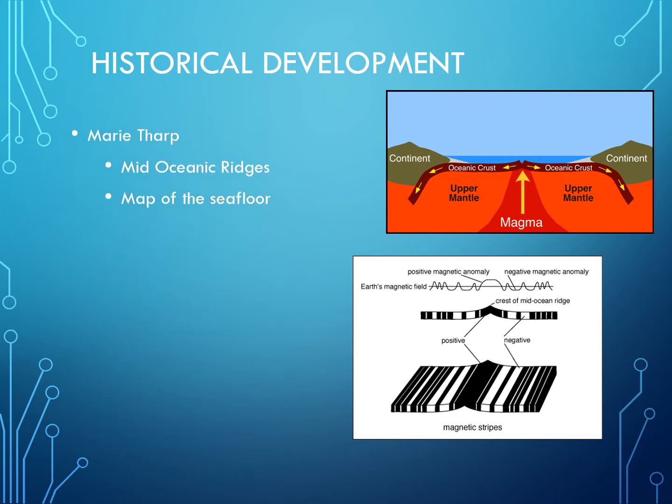Marie Tharp, an American oceanic cartographer, made the first of several maps that revealed the presence of an underwater mountain range more than 10,000 miles long in the Atlantic, otherwise known as the Mid-Atlantic Ridge. Tharp hypothesized that mid-ocean ridges appeared to be the extensional rift valleys formed by plate motion.